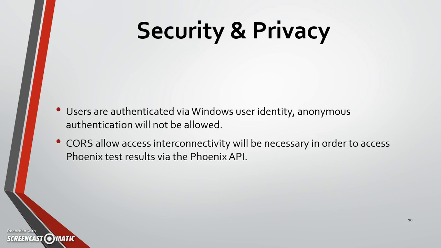The other thing is that when you're requesting test results data, you cannot access that data without, of course, allowed access interconnectivity. I will explain this in more detail in the user guide video. But this allowed access will be necessary in order to actually run the automation and get your test results. This is done so that outside parties cannot access your test results from another host.